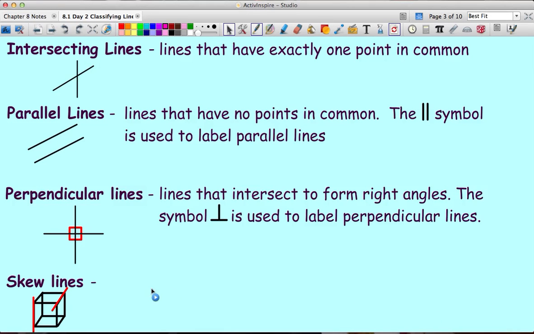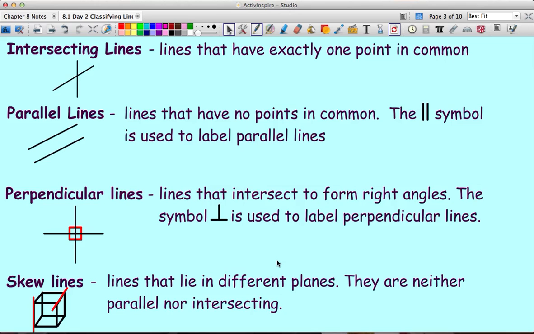Back to your vocabulary. Skew lines. Now for this one, I did the drawing in your vocabulary for you because it is a three-dimensional figure. This is the only time you'll be able to find skew lines: when you have a three-dimensional figure or when you have separate planes, because skew lines are lines that lie in different planes. They are neither parallel nor intersecting.